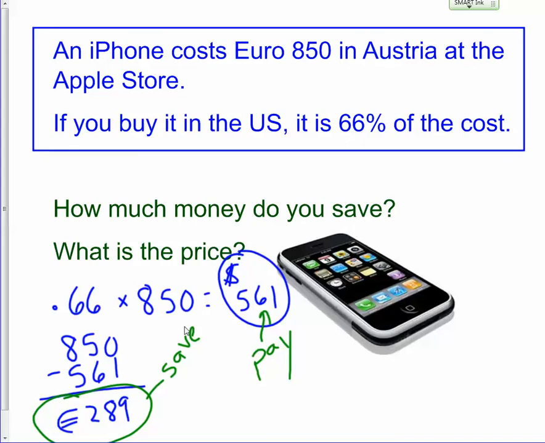In your groups, you worked this out. Most of you did 0.66 times 850, and that's how much you'd pay. For how much you'd save, you just subtract what you pay from the cost here, and it's €289. And then if I wanted to do that a faster way, I can do 100% minus the 66%. I could do 0.34 times 850 to get straight to my €289.